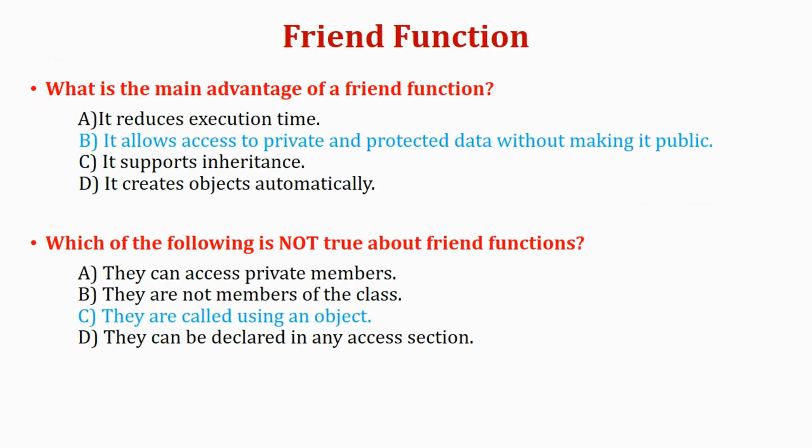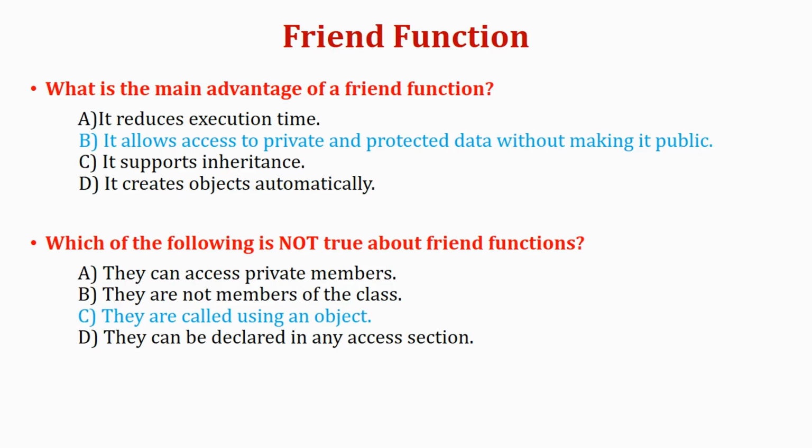Some other remember point we will discuss that. What is the main advantage of friend function? It reduces the execution time. It allows access private and protect data without making it public. It supports the inheritance. It creates object automatically. Which one is the right here? It will allow to access private and protect data without making it public.